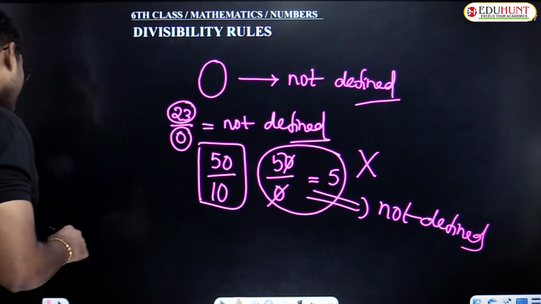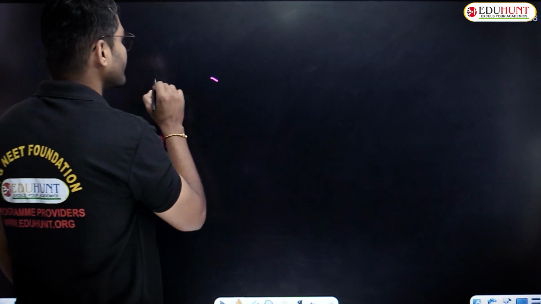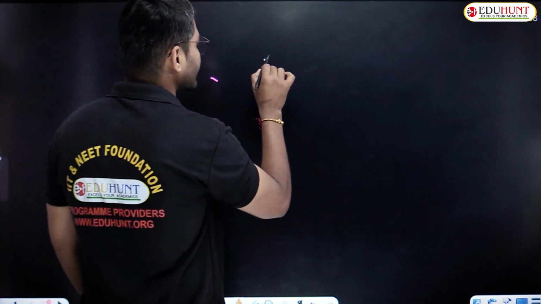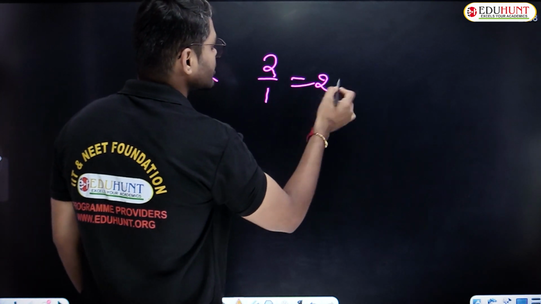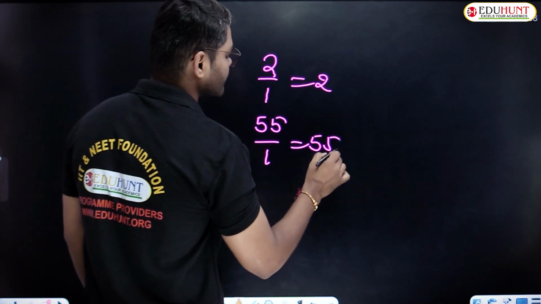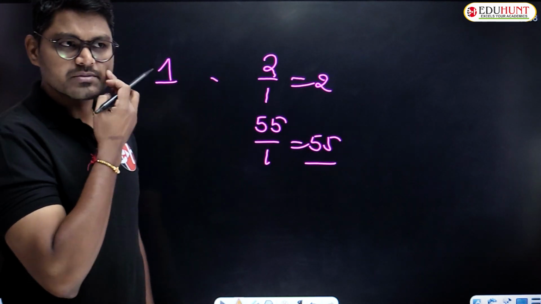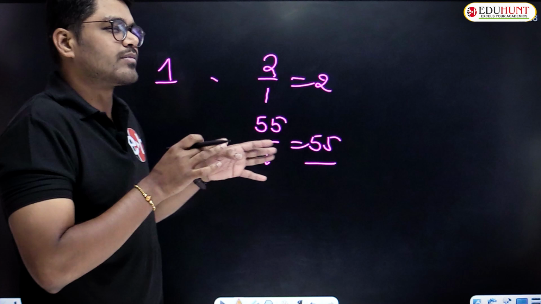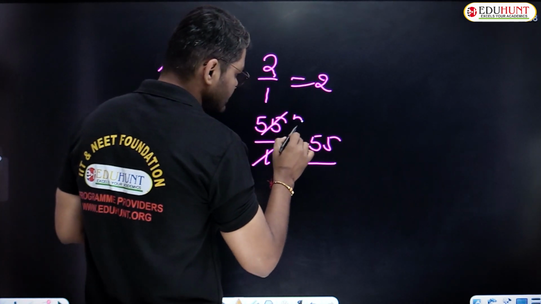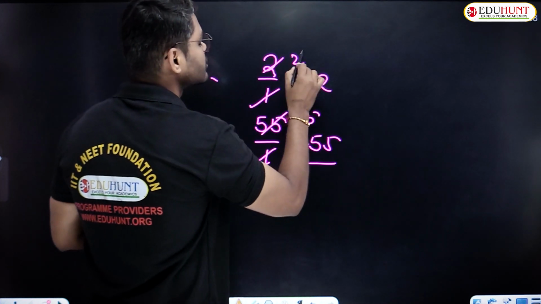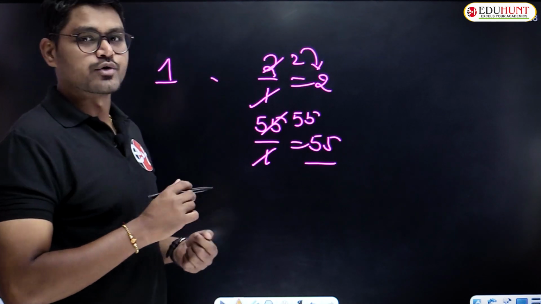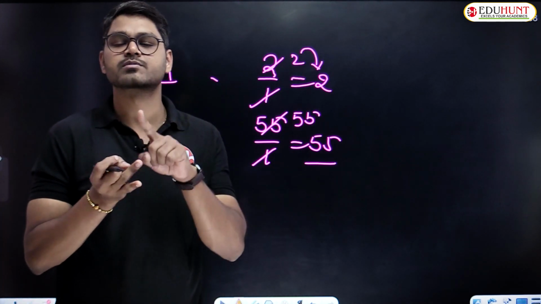Let's take one more. Divisibility rule of 1. What is the divisibility rule of 1? For example, 2 by 1 is nothing but 2. 55 by 1 is equal to 55. The divisibility rule of 1 is nothing but any number is divisible by 1. That is why the answer is 2 here, and the answer is 55 here. Okay students, did you understand the divisibility rule of 0 and the divisibility rule of 1?